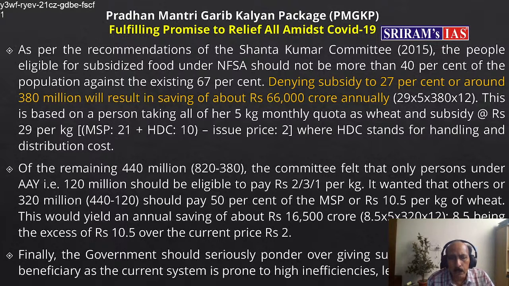And therefore, for the remaining 440 million people, the committee felt that only persons under AY, that is 120 million, should be eligible to pay rupees 3, rupees 2, rupees 1 as the price for rice, wheat and coarse grains. And the other persons, who do not belong to AY families, should be asked to pay at least 50% of the MSP for the subsidized rice, wheat and other coarse grains. If government does that, 16,500 crores can be saved every year.